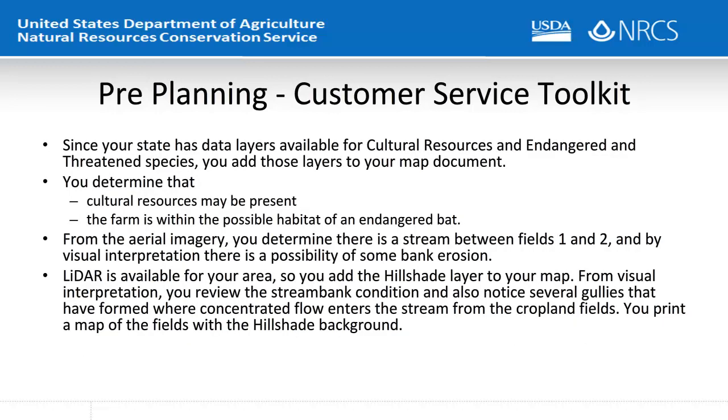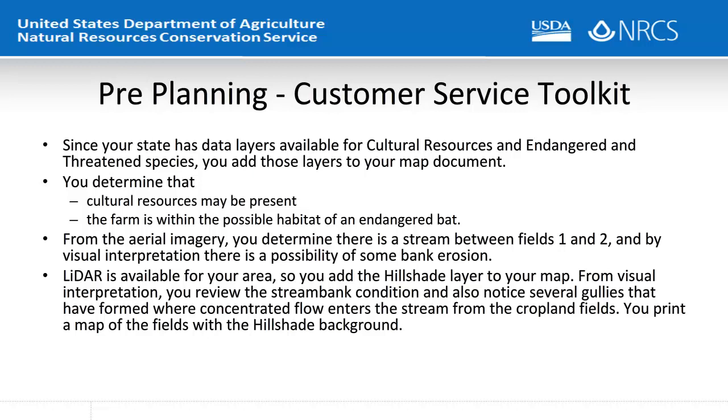Since your state has data layers available for cultural resources and endangered and threatened species, you add those layers to your map document. You determine that cultural resources may be present and the farm is within the possible habitat of an endangered bat species. From the aerial imagery, you determine that there is a stream between fields 1 and 2, and by visual interpretation, there is a possibility of some bank erosion.